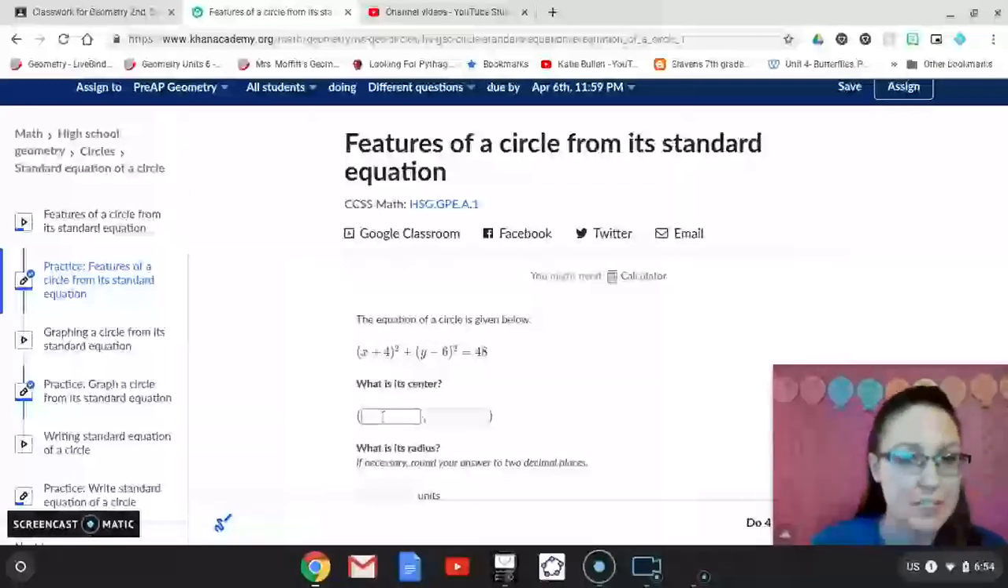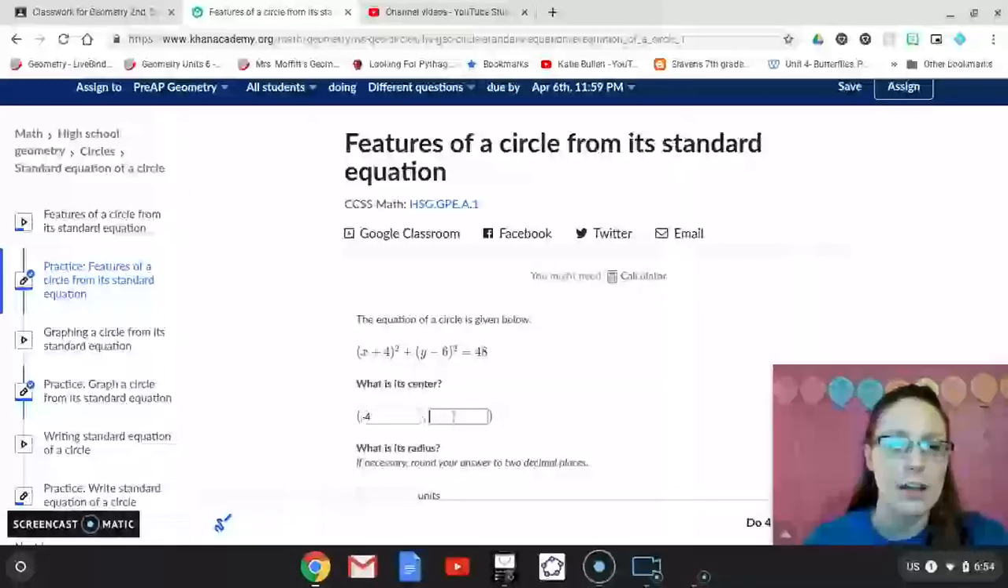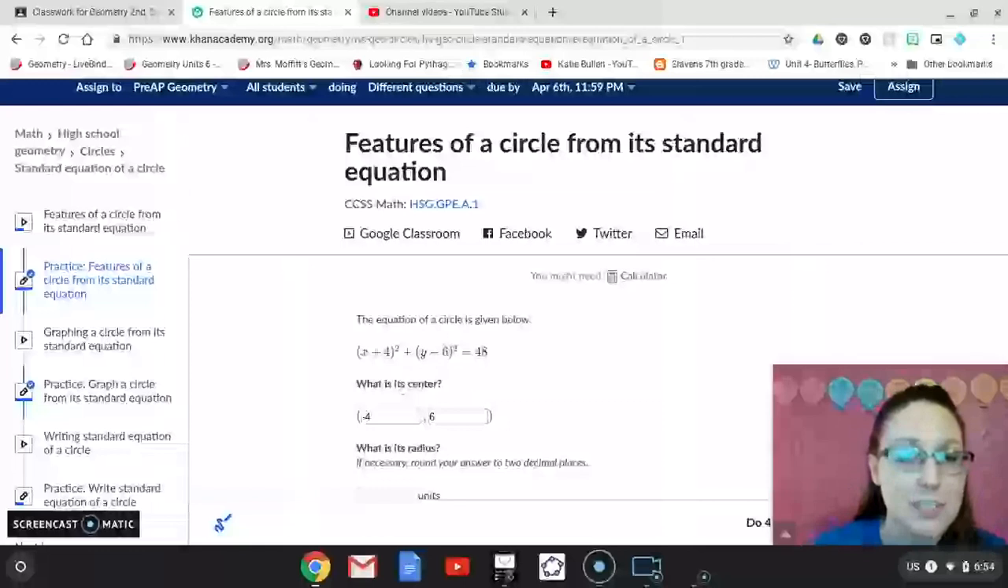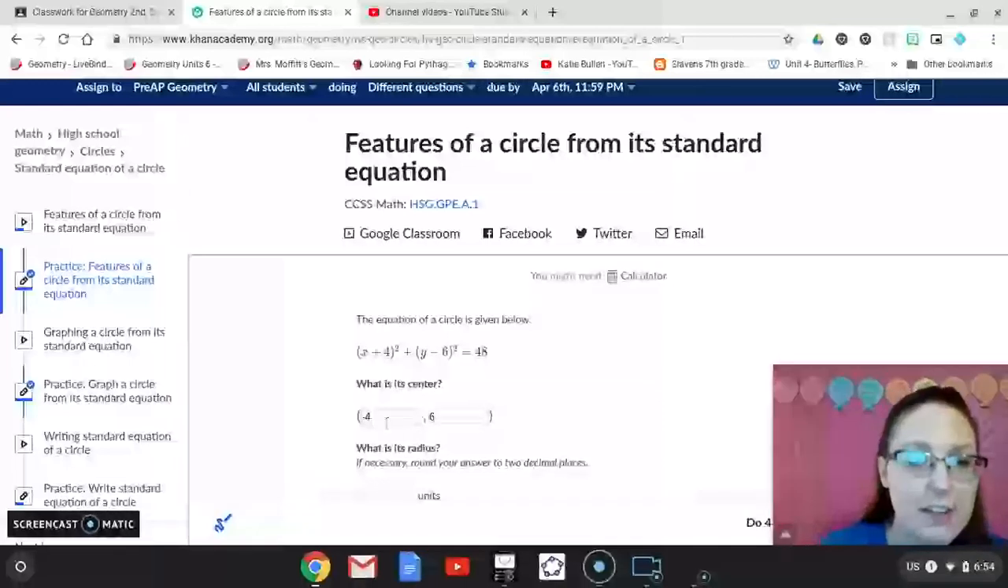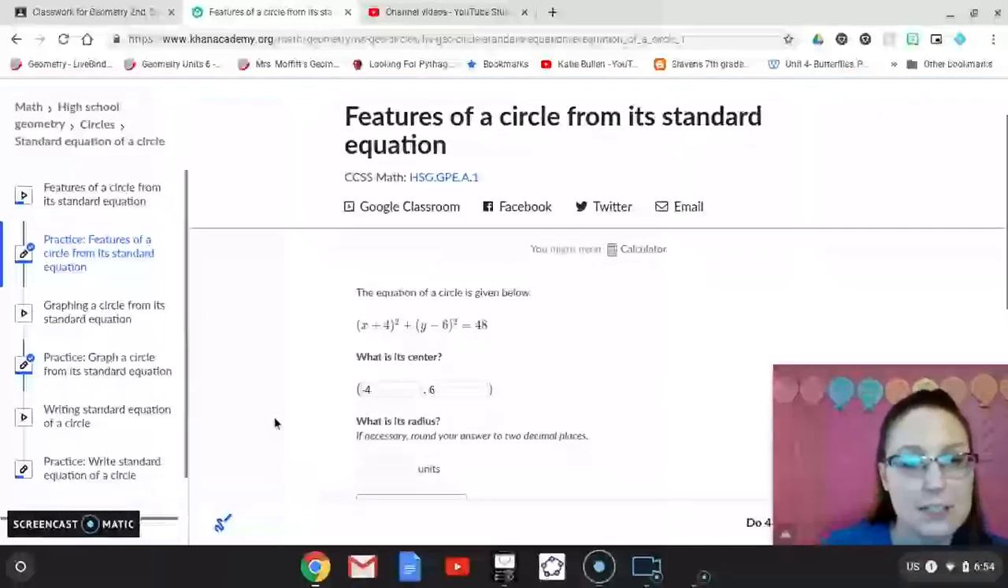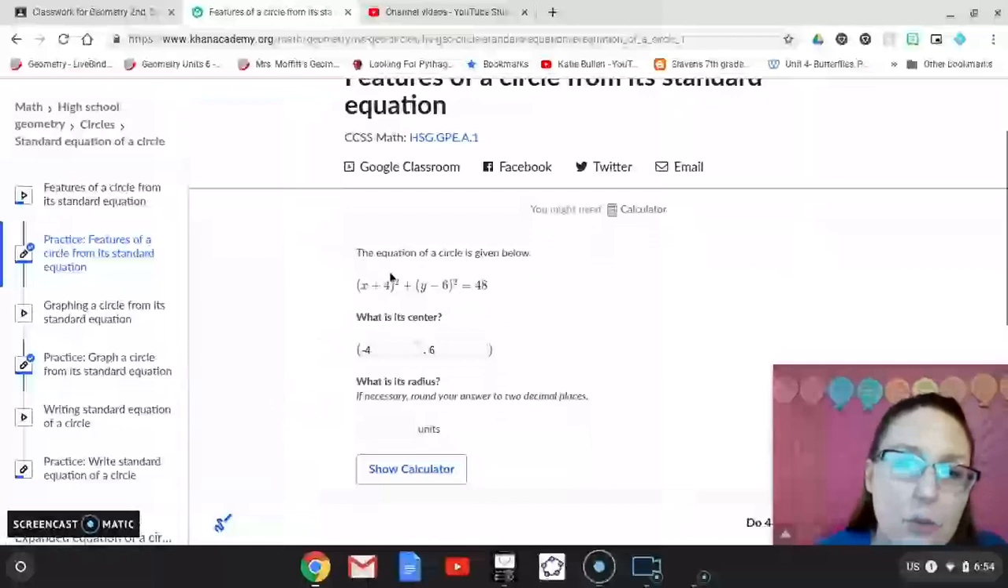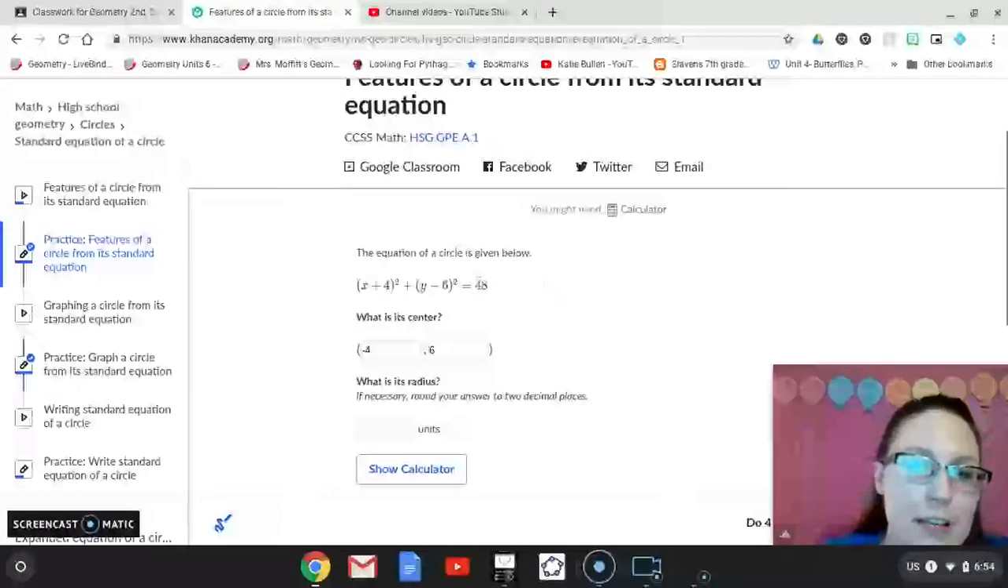So for example, when it says x plus 4, that tells me that h is negative 4, and when it says y minus 6, that tells me that k is 6. So the center, h, k, is at negative 4, positive 6. So then hopefully we're seeing that the radius is directly related to this number right here. Now, the radius is always going to be the square root of this number.